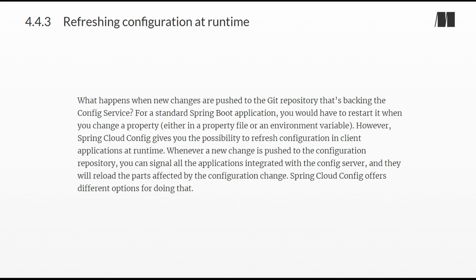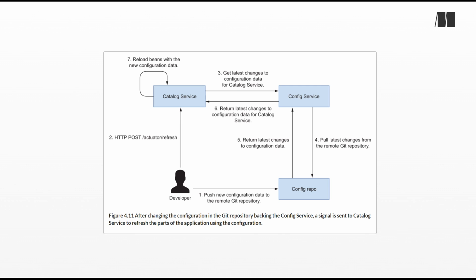Whenever a new change is pushed to the configuration repository, you can signal all the applications integrated with the config server, and they will reload the parts affected by the configuration change. Spring Cloud Config offers different options for doing that. In this section, I'll show you a simple refresh option consisting of sending a special POST request to a running Catalog Service instance to trigger the reloading of the configuration data that is changed, a hot reload. Figure 4.11 shows how it works.